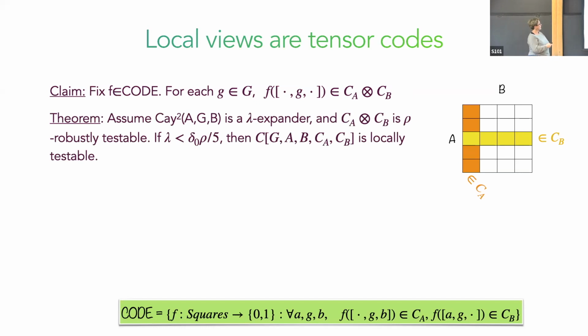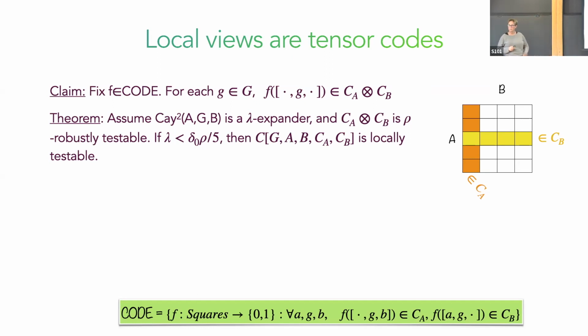Okay, so the theorem is that if this square complex is a lambda expander, and we need some condition on this local tensor code, we can't take just any CA-CB. We want that CA tensor CB has some local testability property. Talk about it tomorrow. And then we need some condition relating lambda to delta naught and to the local testability of the tensor code. But remember, we said that we can choose lambda to be arbitrarily small. So we first fix the base code, we get delta naught and rho, and then we take lambda to be small. Okay, if all of these conditions are satisfied, then the thing is locally testable.